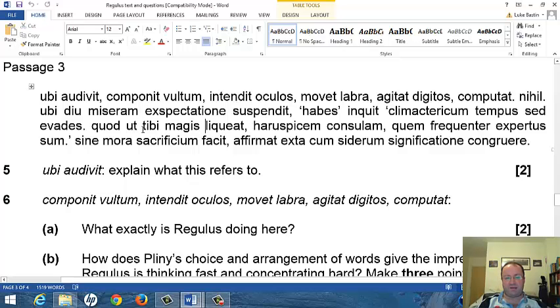liqueat magis tibi. Magis means more, tibi means for you, and liqueo is very, very similar to reliqueo, to leave behind. So something which will leave behind more for you, something which will open things up for you more, something which will make things easier for you. Okay, that's the meaning of this phrase here.